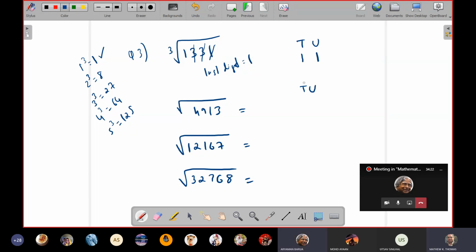So sir, to check that, we have to multiply the number by the next number. And sir, if it is smaller, then that is the cube root.